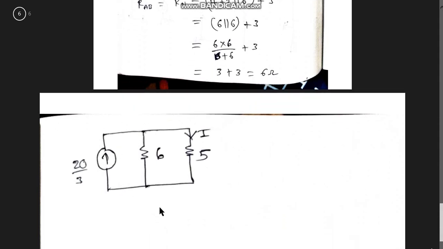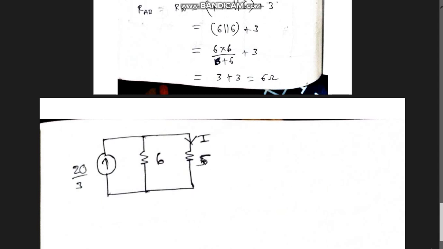And we got the current as 20 by 3. So you can represent our circuit by this one, where the current is 20 by 3 and the resistance Rn is 6 ohm, and we are left with the load resistance of 5 ohm.